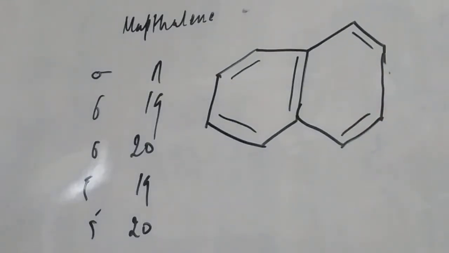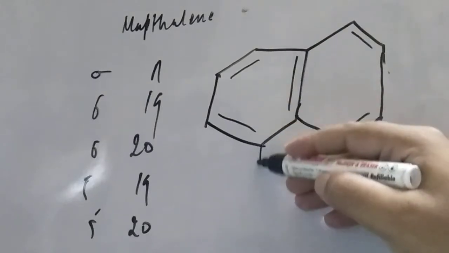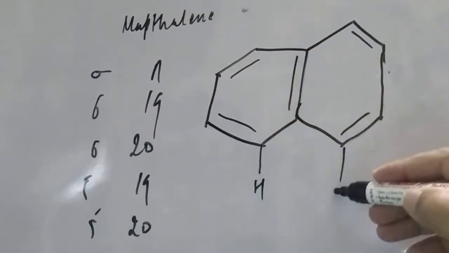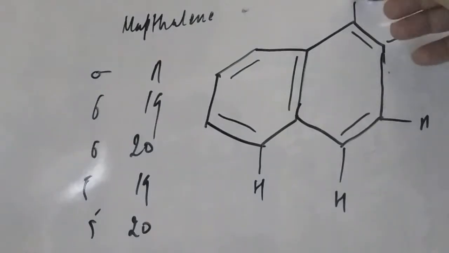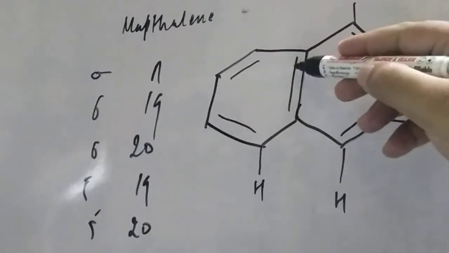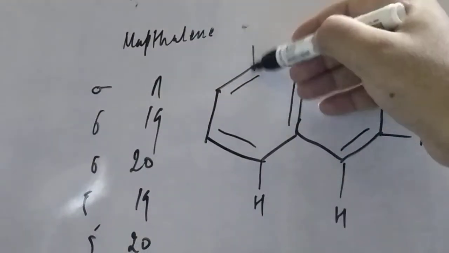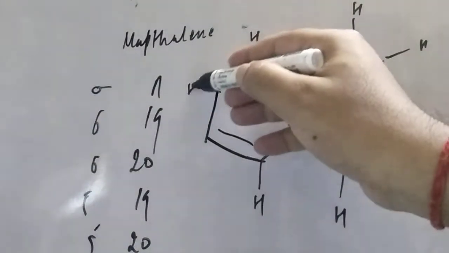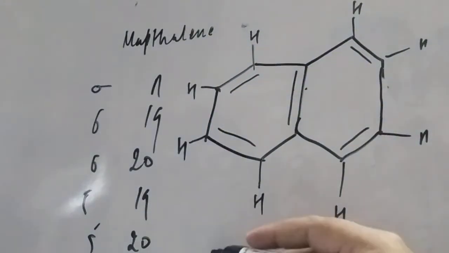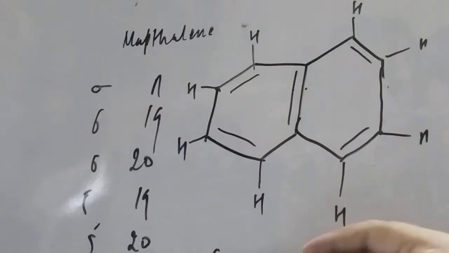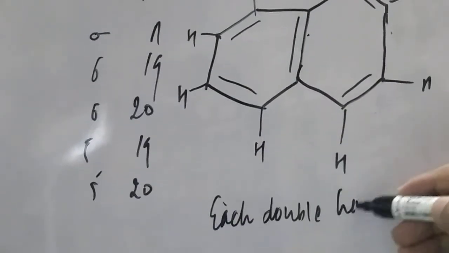Dear student, each carbon atom has a valency of 4, so to complete the valency there is hydrogen here, here, here, and here. At this place there is no hydrogen, student, because there are already 4 bonds, 1 2 3 4. Coming here, hydrogen, and coming here, hydrogen. So dear student, now each double bond has what, student?